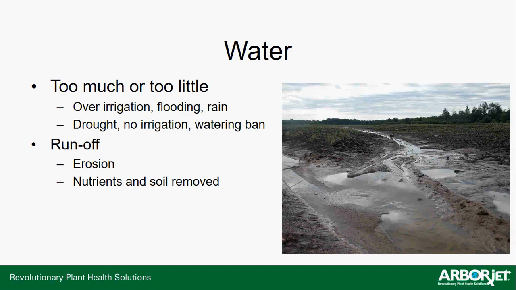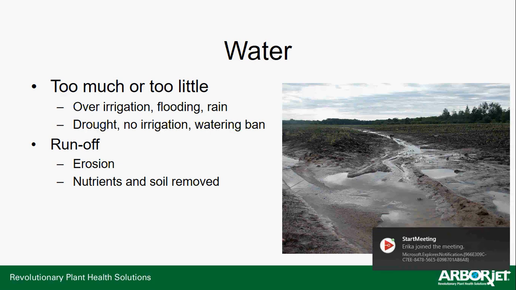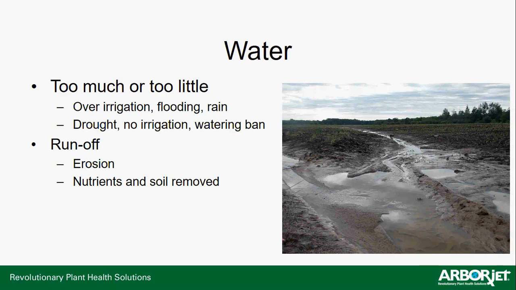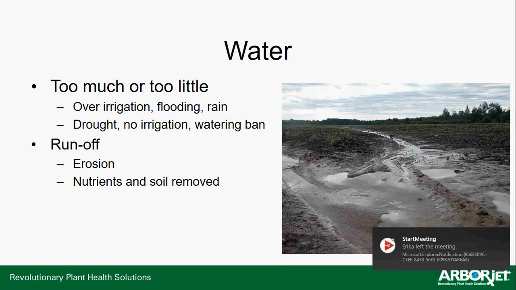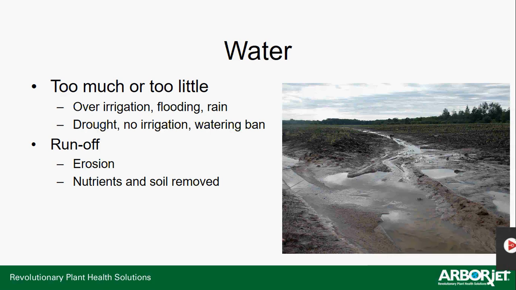Another issue is water, whether it's too much or too little. So over-irrigating, flooding, rain, you can see what happened here. That is probably a channel that the farmer used quite a bit to get to and from an area, so more soil compaction, and that caused the runoff, and you can see all that material now ending up in a gully, washed right away. If there was any seed in there, it went away with it. Any plant material would have gotten washed away unless it had really deep roots.